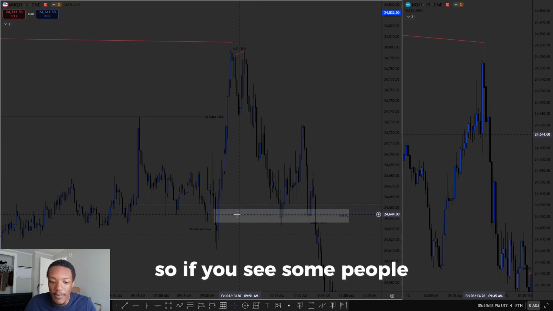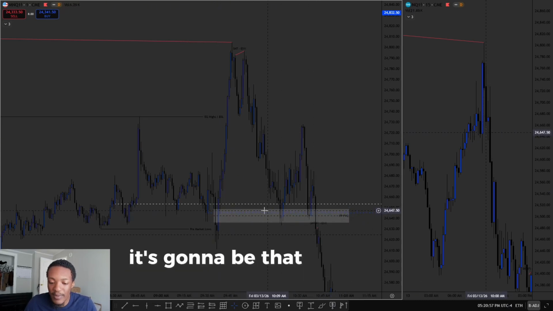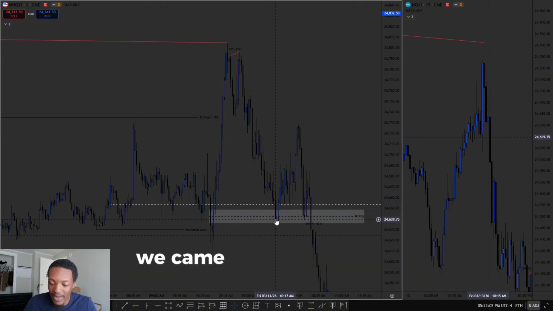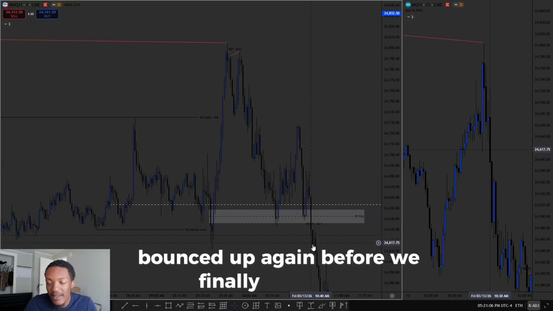So if you see some people and they have a fair value gap that's been used multiple times, more times than not, it's going to be that first presented fair value gap, because this can be used all day. As you can see here, we came, bounced back into it, bounced up, bounced back into it, bounced up again before we finally got below.